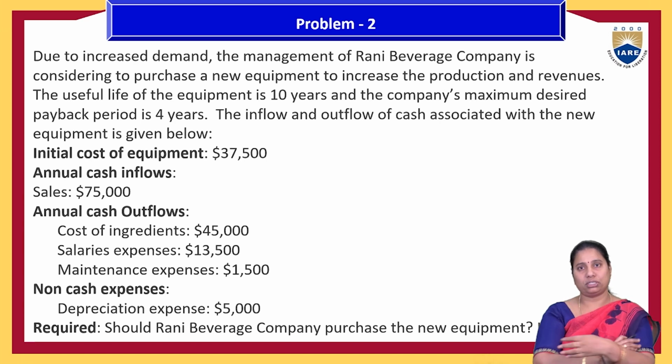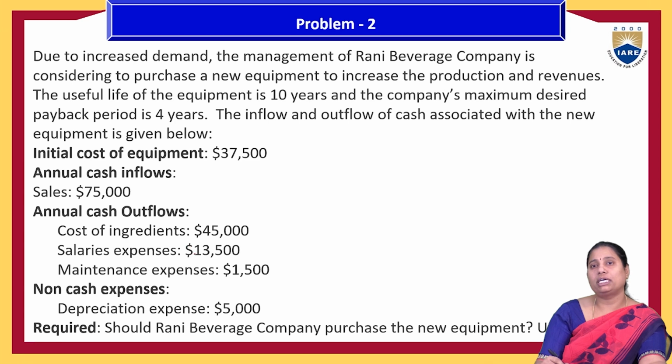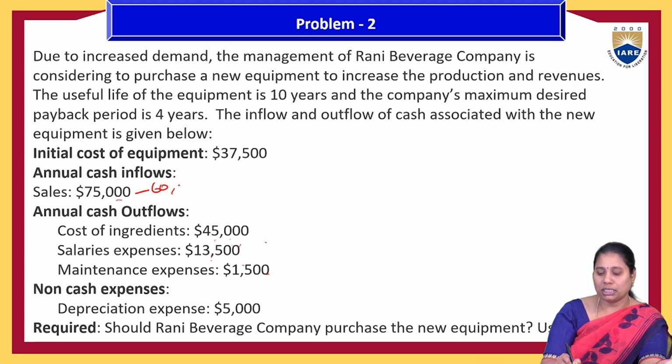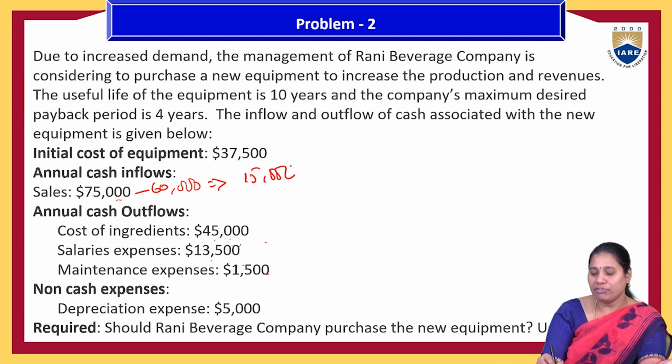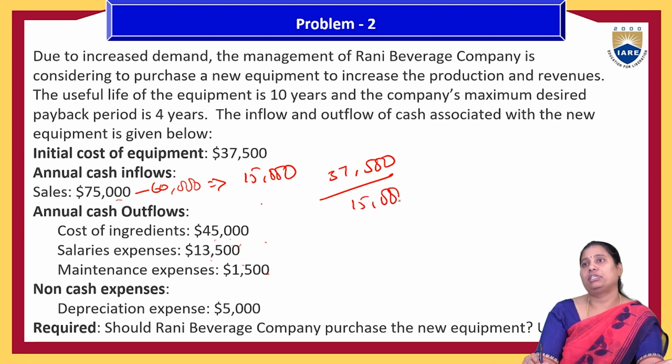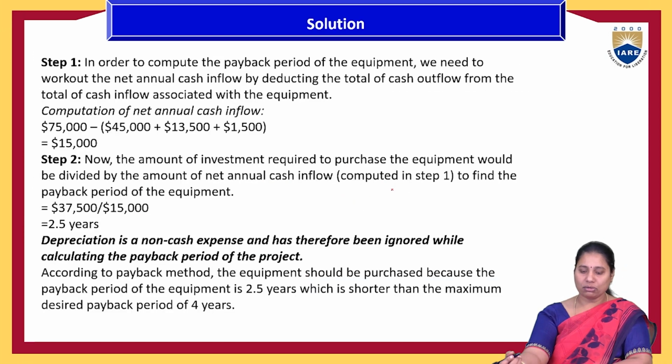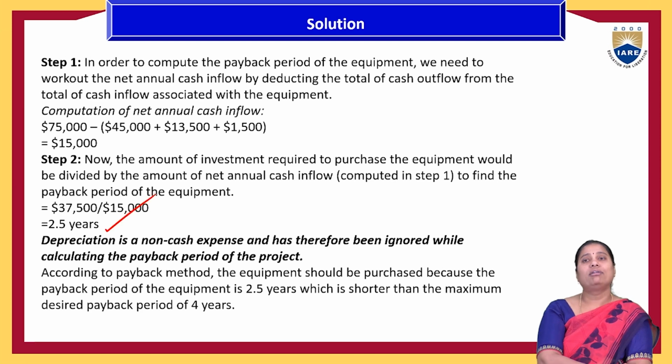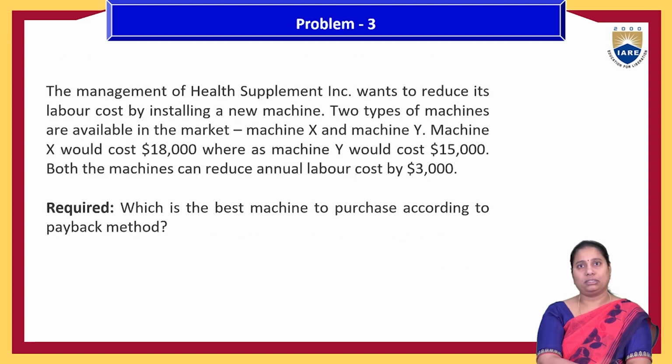If we look at it in total, they are spending 45,000 plus 13,500, which means 58,500, so roughly 60,000 they are spending out of their sales. Their net contribution towards this expenditure is 15,000. Every year they are going to get 15,000, and they have spent 37,500, so 37,500 divided by 15,000 will be the payback period of the organization. That is 2.5 years is the payback period of the organization.